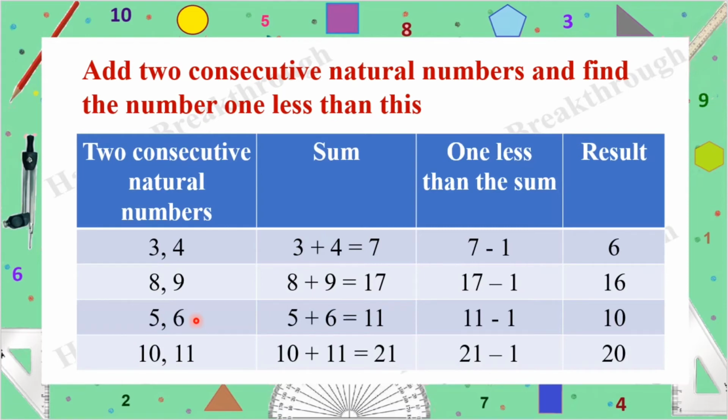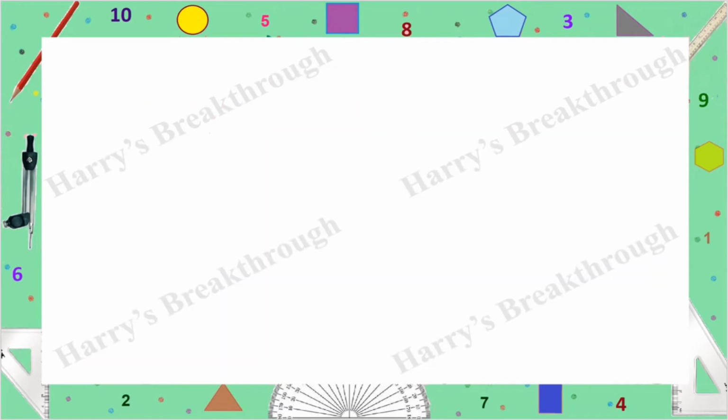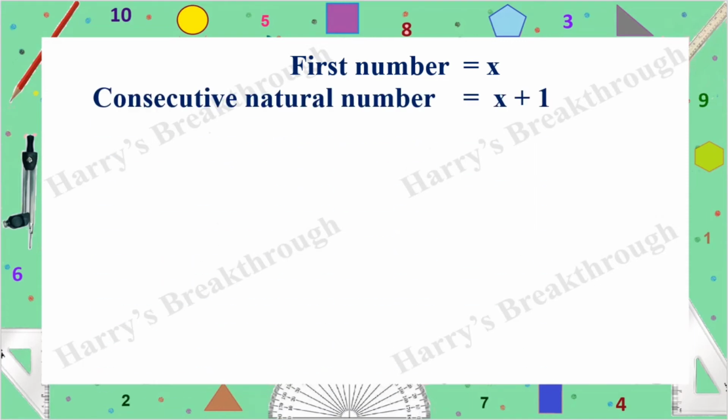So here we could find that the result is 2 times the first number, right? So let's check using algebra. Let's take the first number as x and its consecutive number will be x plus 1. Here do not take the second number as y because we have to take the consecutive natural number. So let's take it as x plus 1. Now their sum, x plus x plus 1, can be written as 2x plus 1.